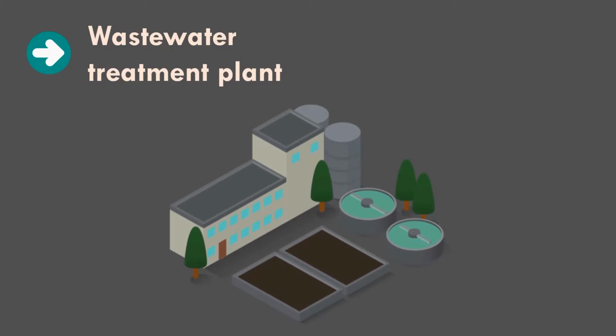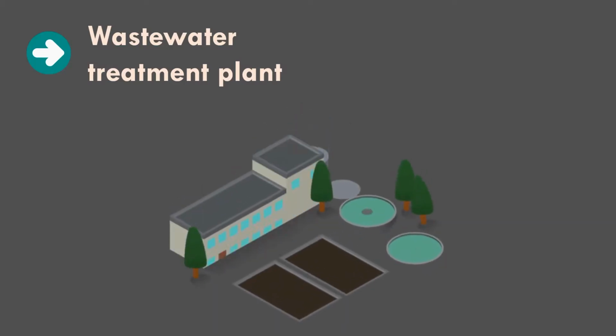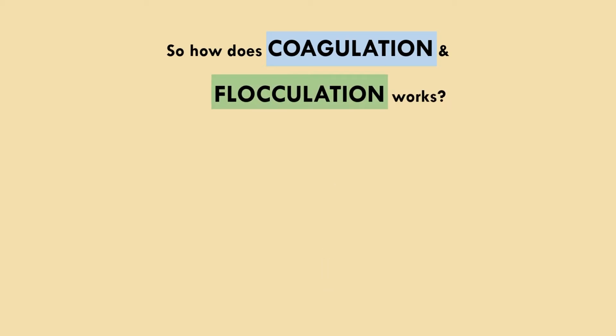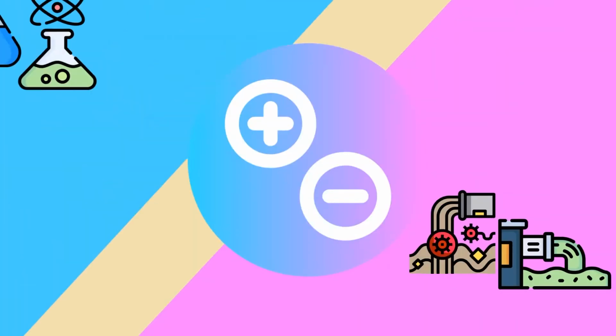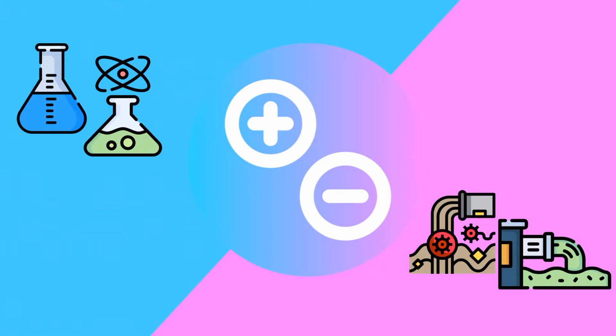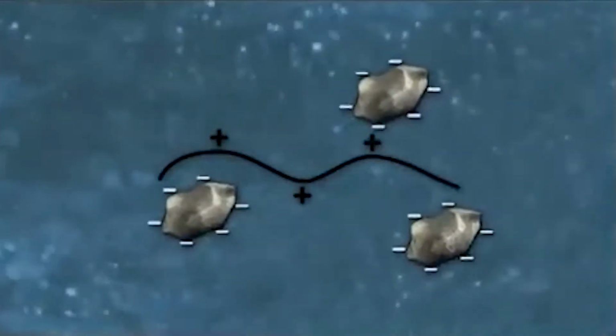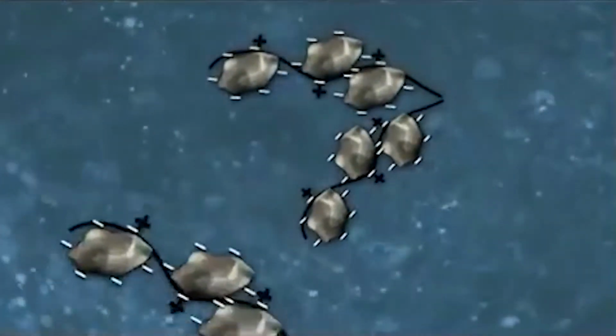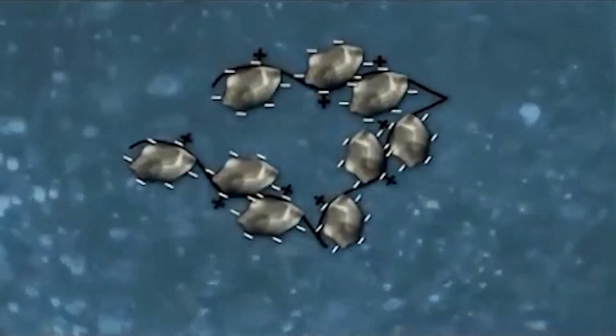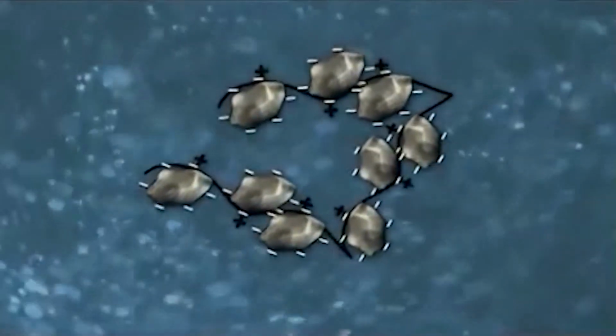There, the wastewater will go through coagulation flocculation, which is one of the essential processes in treating wastewater. So how does coagulation work? The suspended solids in wastewater have negative charges, while the chosen coagulant is positively charged. During coagulation, coagulants will be added to neutralize the charges and allow the particles and solids to flocculate and form microflocs before becoming macroflocs in flocculation.